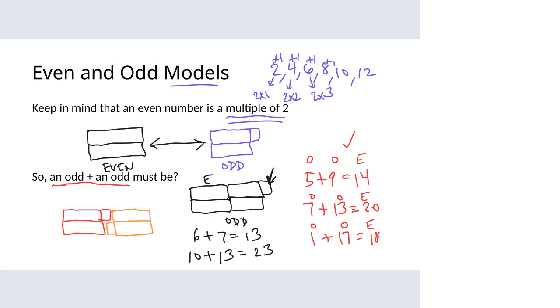We'll look at some other models later in the course, but for right now, that's one just of even and odd numbers, where an even number is the same on top and bottom. An odd number has that overhang.